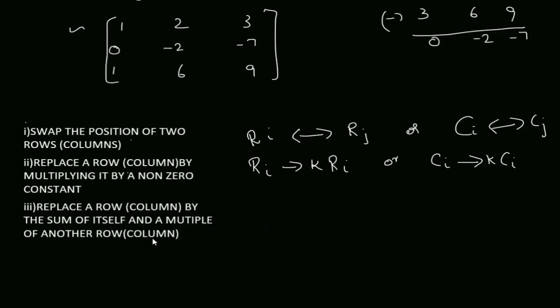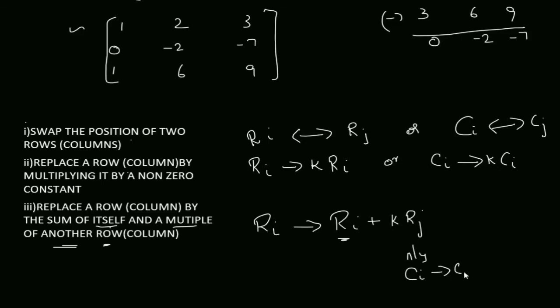Now the third operation is replace a row or a column by the sum of itself and a multiple of another row. It's very important. Ri is Ri plus a constant K times some other row Rj. So it's another row. It's very important there. Similarly for columns also. Hope you have understood these elementary operations.